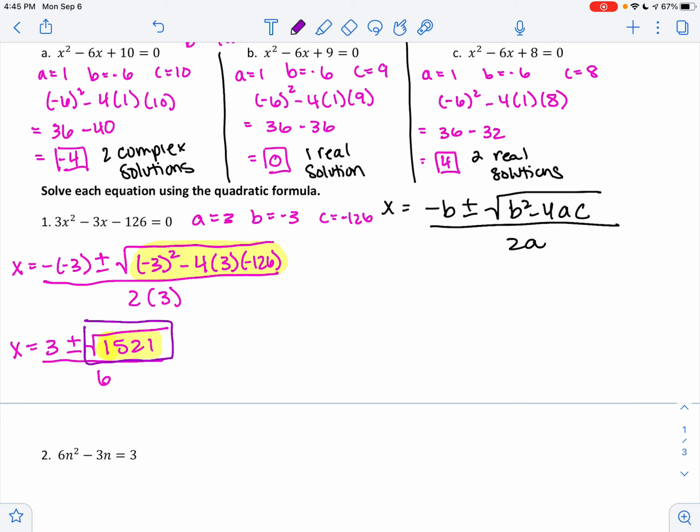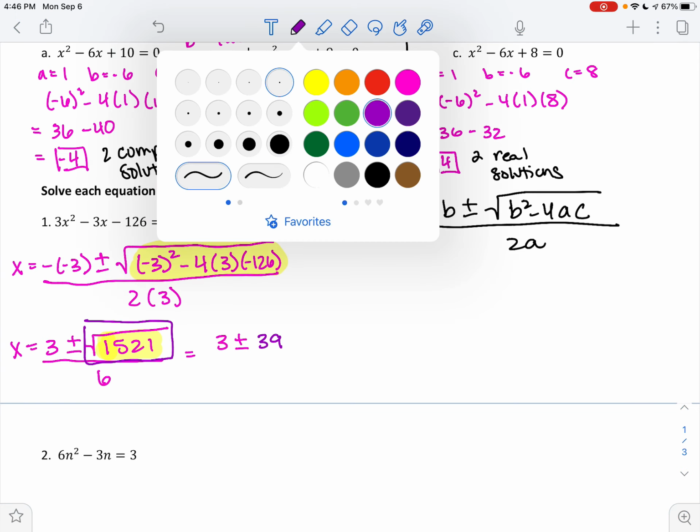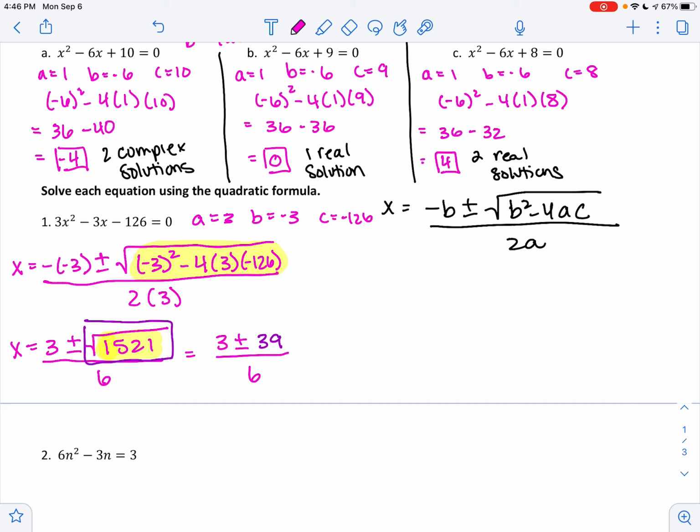If this was not a perfect square, then you would use the birthday cake method or perfect squares to simplify. So right now I have x equals 3 plus or minus the square root of 1,521 is 39. And this is still being divided by 6. Remember that this plus or minus symbol means that you have two things happening. You have 3 plus 39 divided by 6, and you have 3 minus 39 divided by 6. I can simplify each of these expressions.